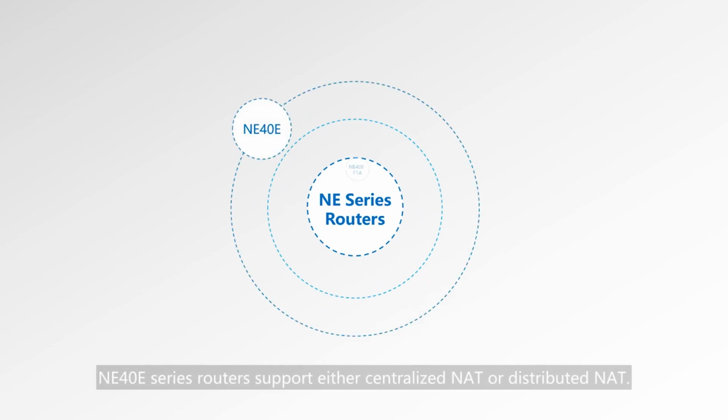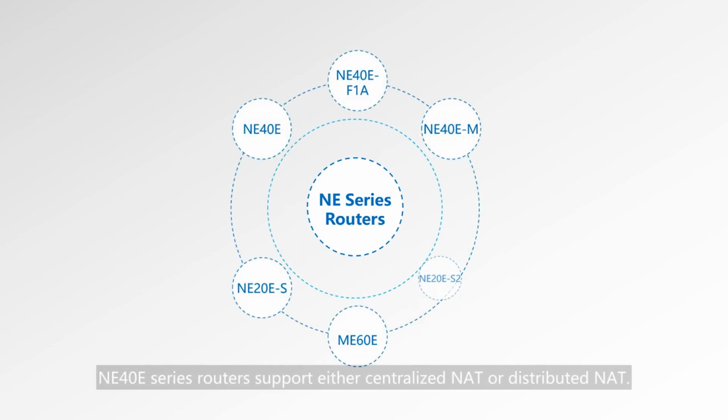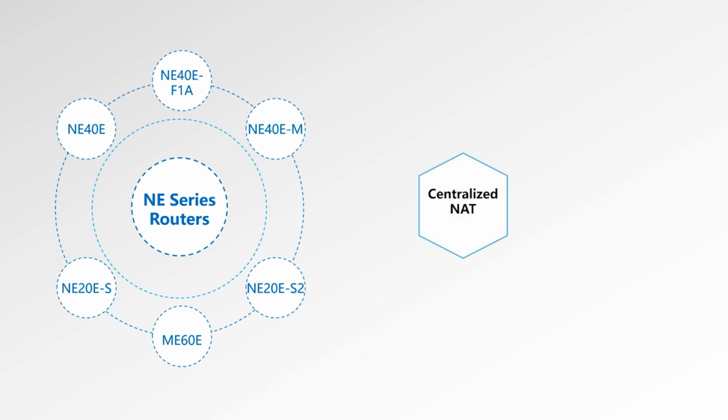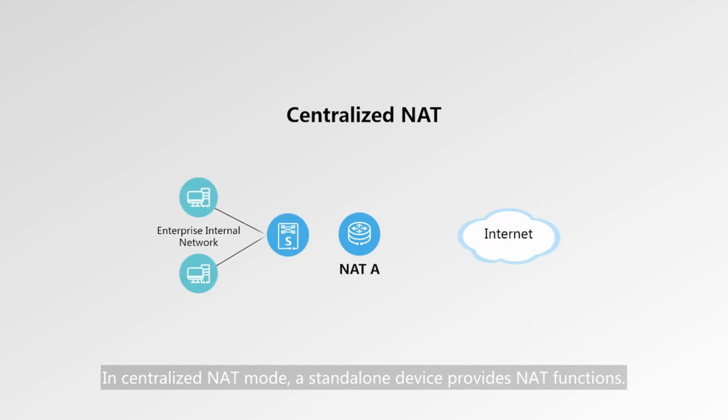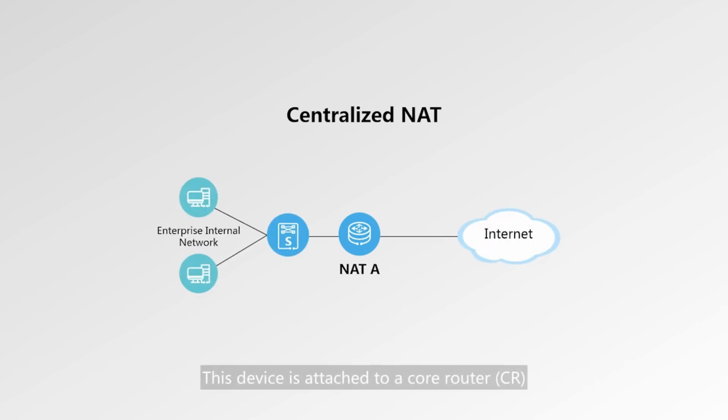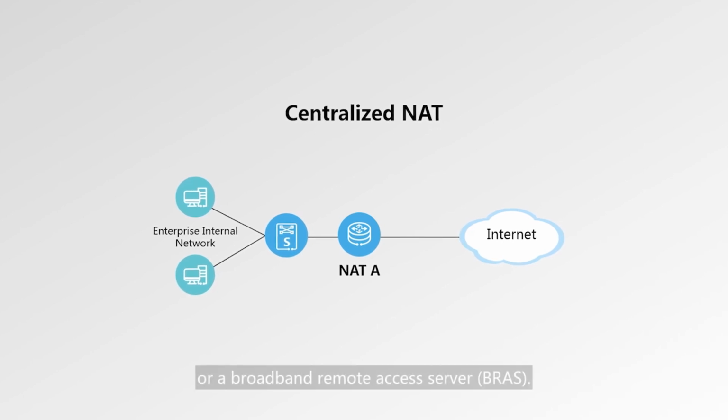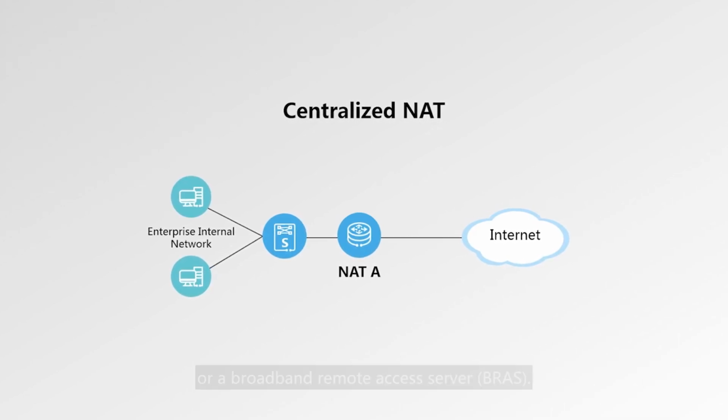Any NE40E series routers support either centralized NAT or distributed NAT. Let's look at each of these modes. In centralized NAT mode, a standalone device provides NAT functions. This device is attached to a core router, CR, or a broadband remote access server, BRAS.